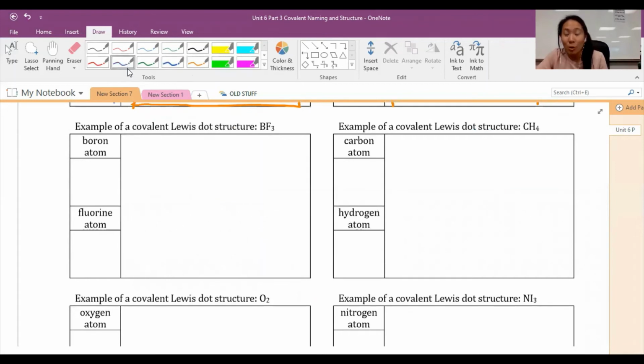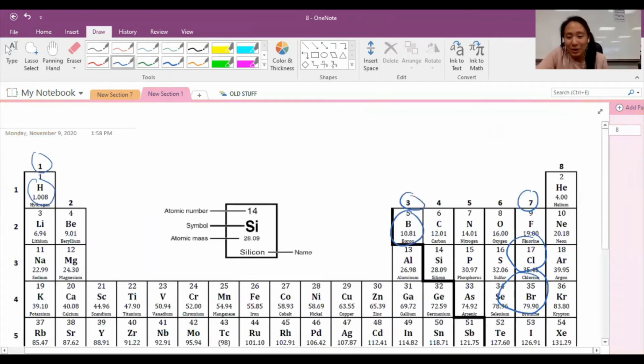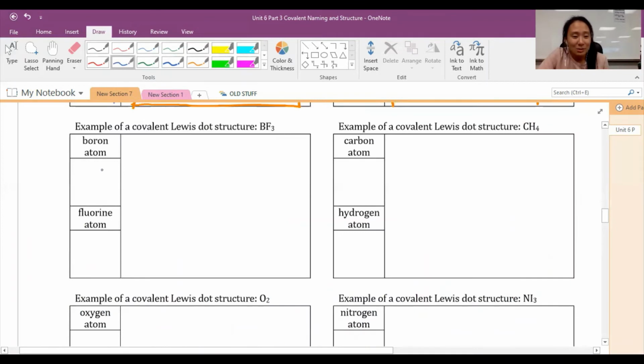BF3, so boron trifluoride. So boron is here, column 3, fluorine is here, column 7. So I'm just gonna write 3 and 7. So it says I have 1 boron and 3 fluorines. So I'm gonna draw 1 boron, 1, 2, 3, and 3 fluorines. 1, 2, 3. So 1, 2, 3, 4, 5, 6, 7 for each fluorine.